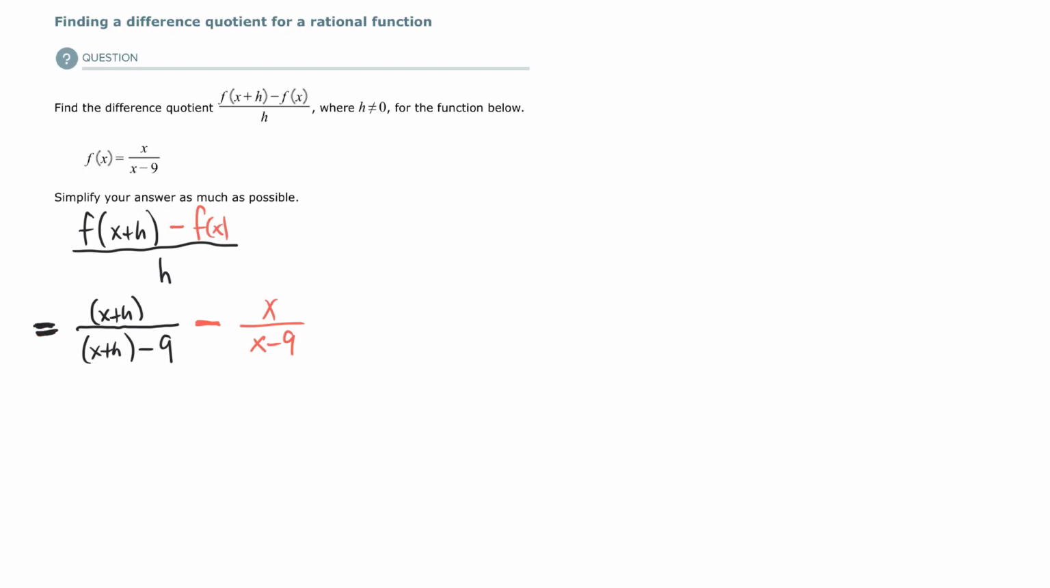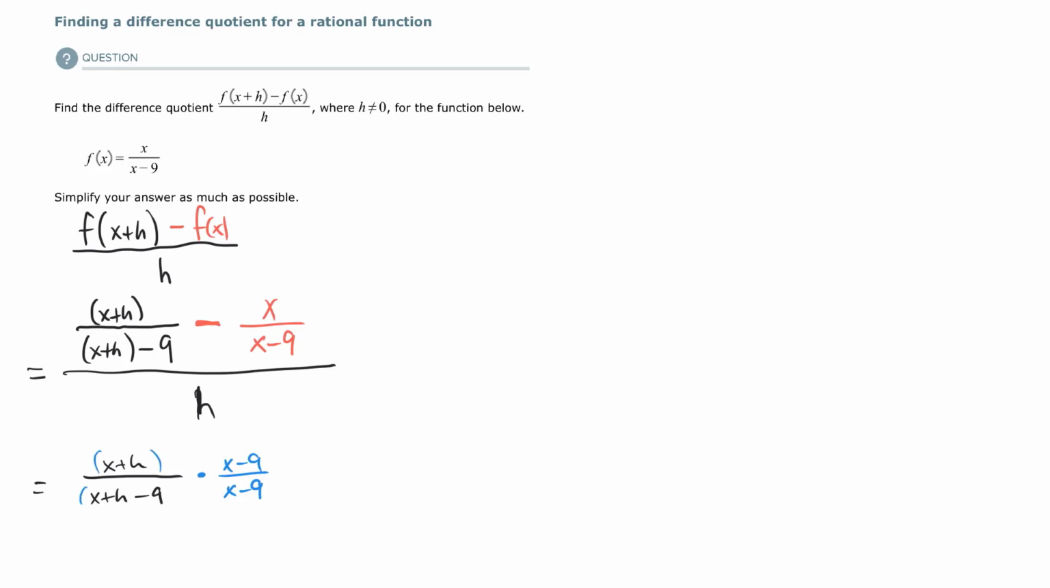Now, put that all over what? Put that all over h. And I apologize, this equal sign should be lower. It should be right here. Now, what do you do with the numerator? It simply is common denominator. So you have an x plus h minus 9, and we want to subtract two fractions. So we need common denominator. So I'm going to multiply this one by x minus 9 over x minus 9. That's another name for 1.